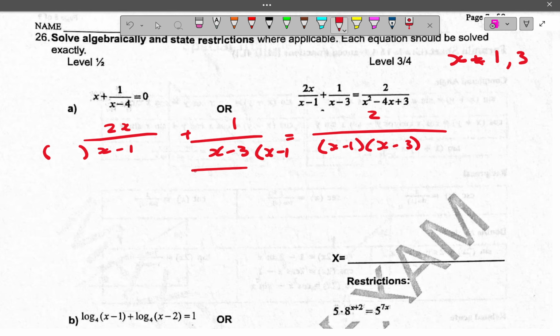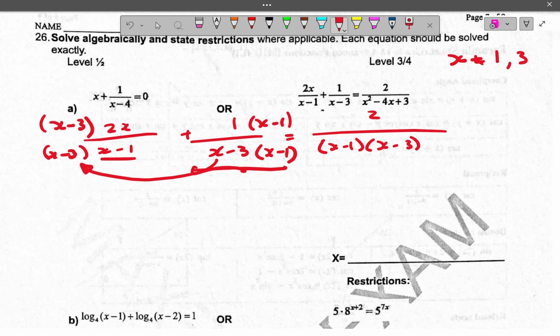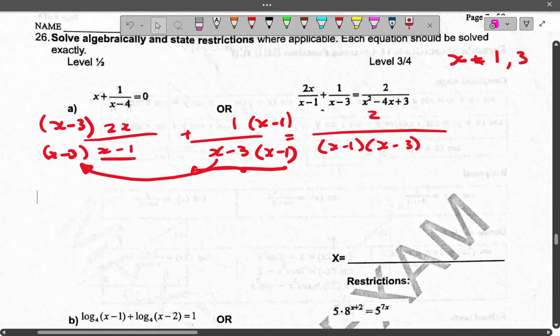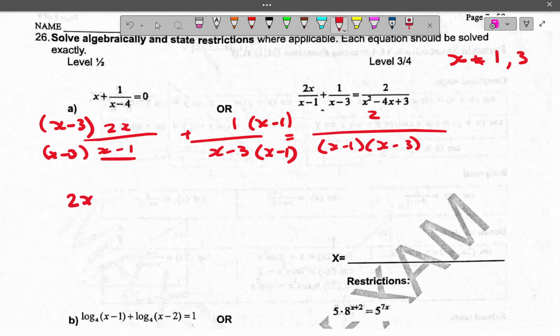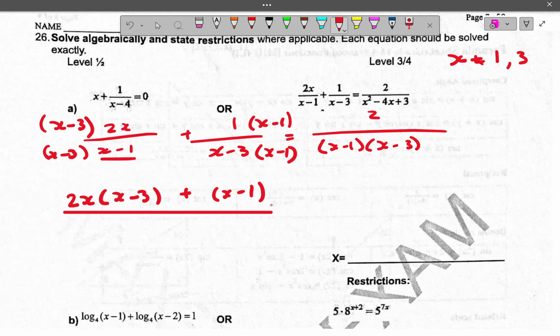So for example, this second term needs to be multiplied by x minus 1 on the top and bottom, and then my first term here needs to be multiplied by x minus 3 on the top and bottom to get a common denominator, so that instead of having two terms, we can add them together and write it as 1. So I'll have on the top 2x times x minus 3 plus 1 times x minus 1, all divided by the same denominator as what we have on the left side here.